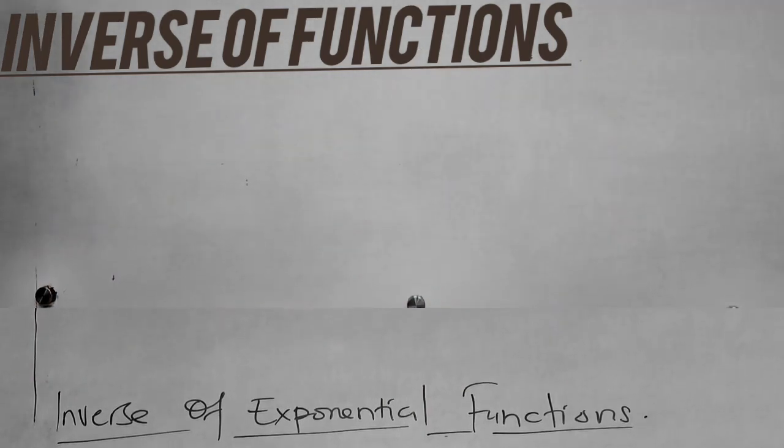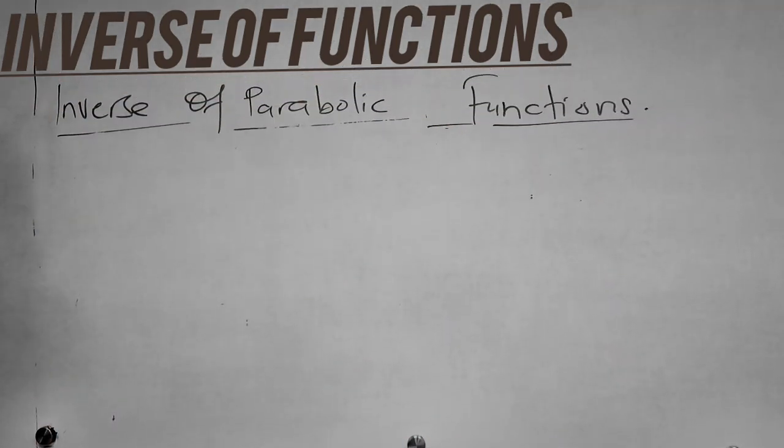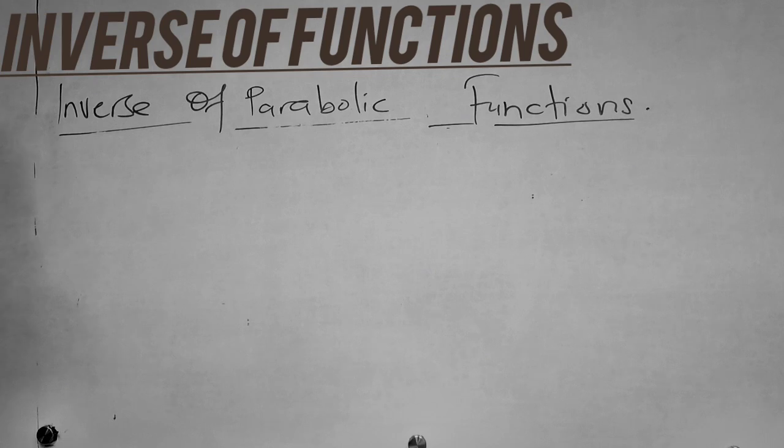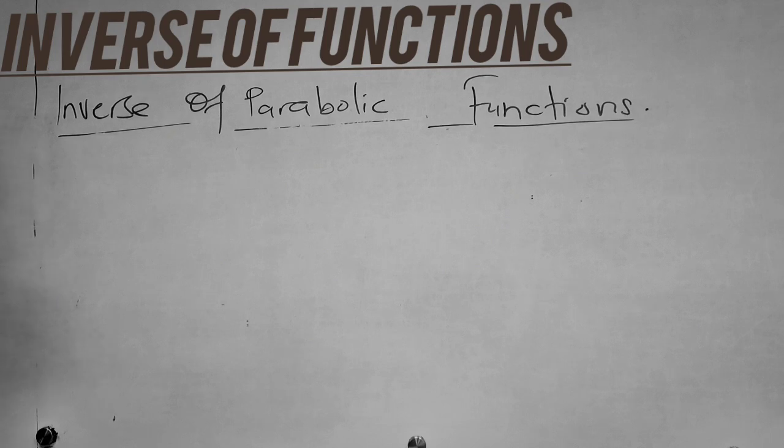Parabolic functions. Calculating the inverse of a parabolic function, we need to follow the same stages as we did in calculating the inverse of an exponential function. First step is to interchange the variables. Then from there, you need to make y the subject. Then you check whether the inverse is a function or not. So let's see how we can do it.